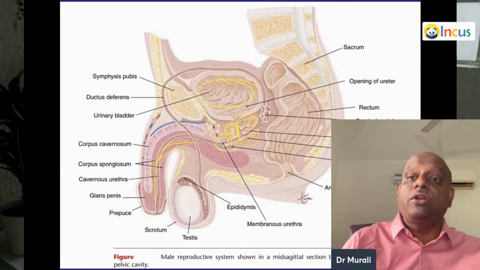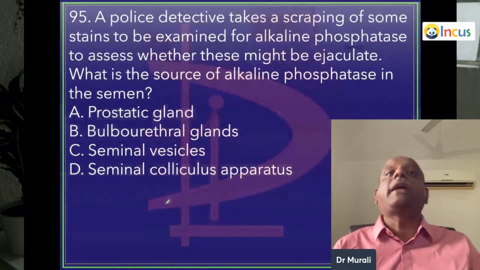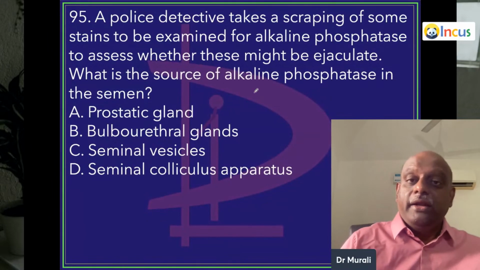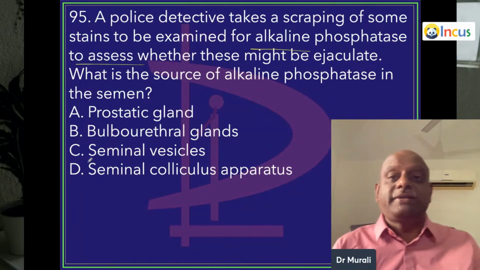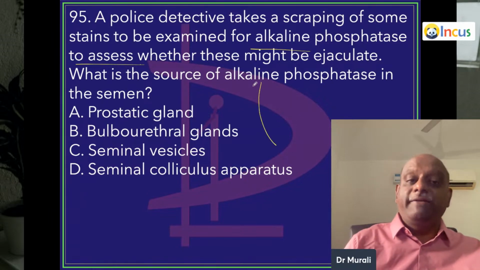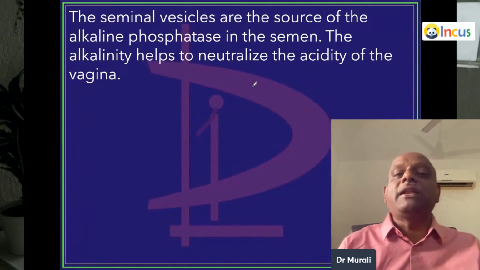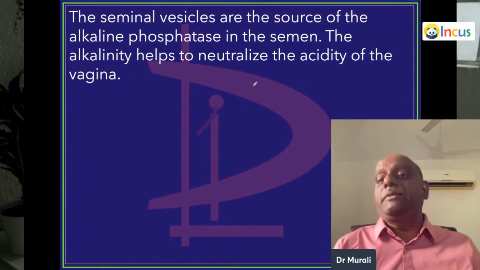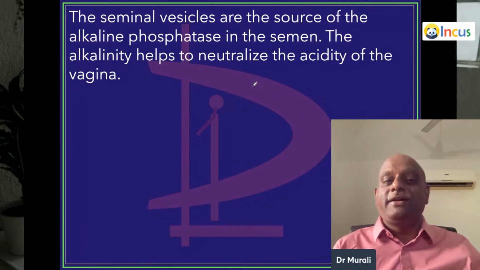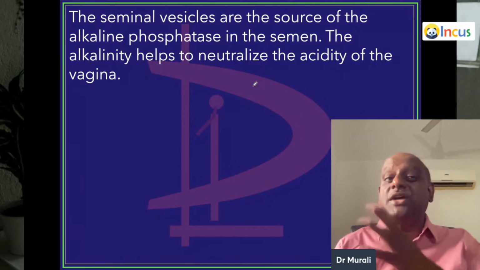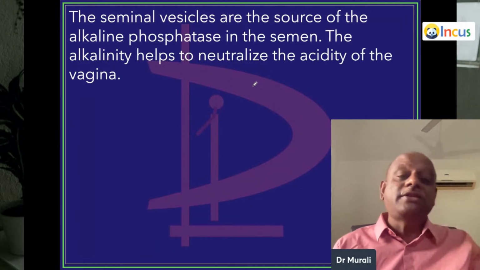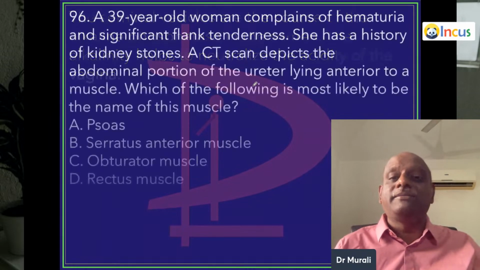This is the point of confluence of the semen and the urine together, ultimately passing to the urethra at the time of ejaculation. Now, alkaline phosphatase. So what is the source of alkaline phosphatase in the semen? It is seminal vesicles. Alkalinity helps to neutralize the acidity of the vagina. So madam is acidic, sir is alkaline. So unless the two mix, neutrality will not come.